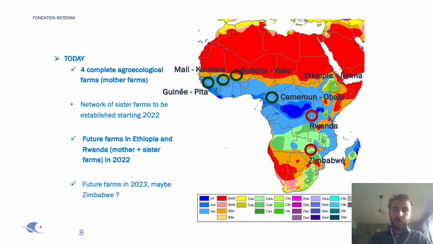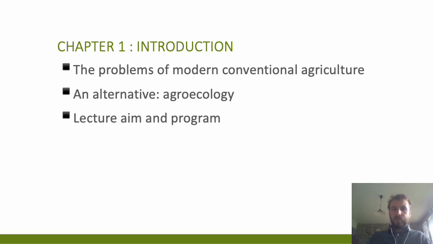We are, together with Jimma University, creating a farm in Ethiopia since last year, and we have plans for new potential farms in Rwanda and Zimbabwe. So this was a bit to introduce what we do and what I do at the Etna Foundation. So it's just a short summary, and we will come back on this, and I will talk more intensively about these topics and what we do and how do we design this farm and so on.